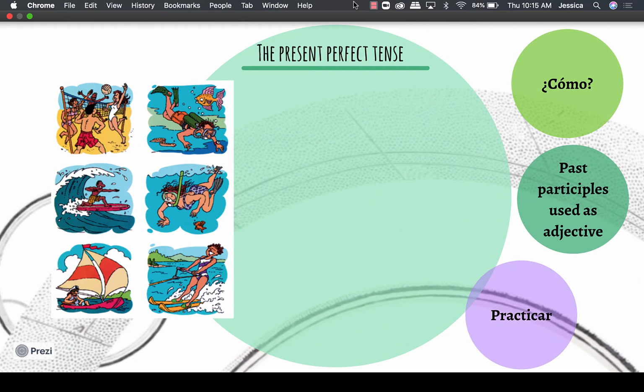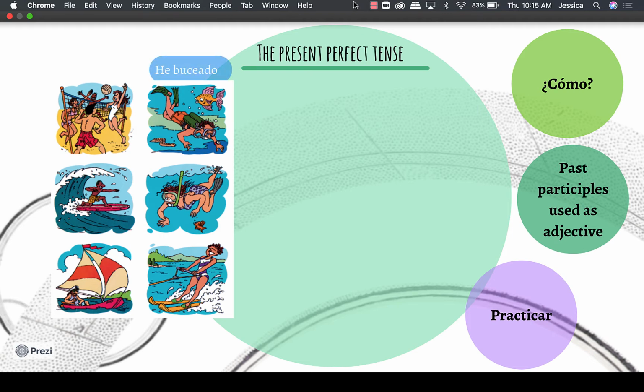Okay. The picture on the left shows various activities done by Carlos y Victoria en su luna de miel, on their honeymoon. And here Carlos and Victoria are talking to each other.